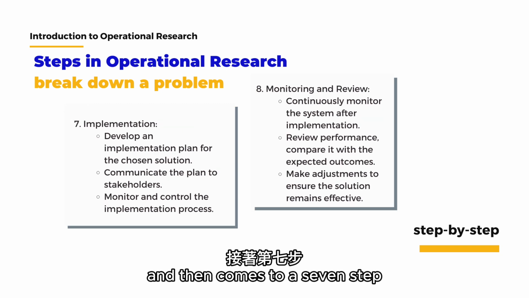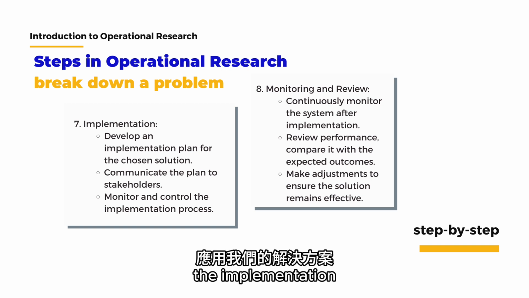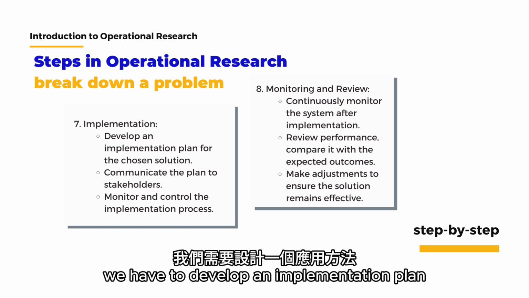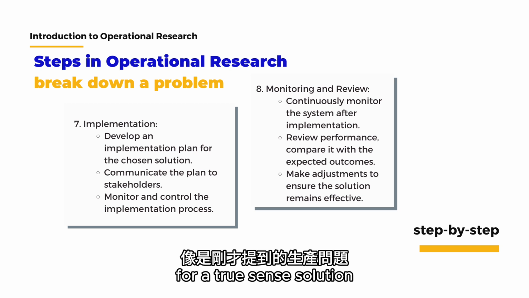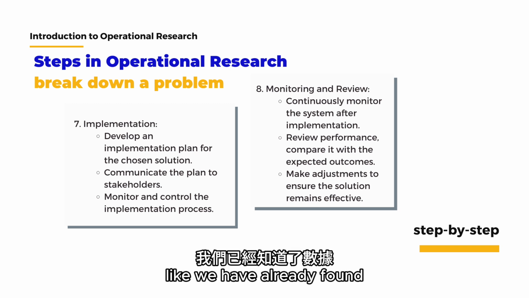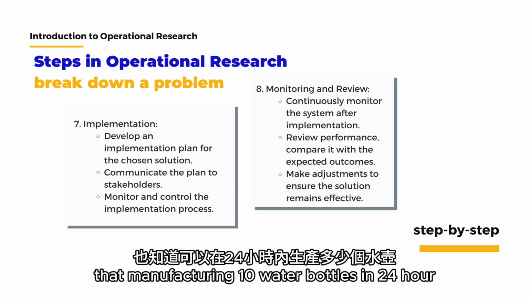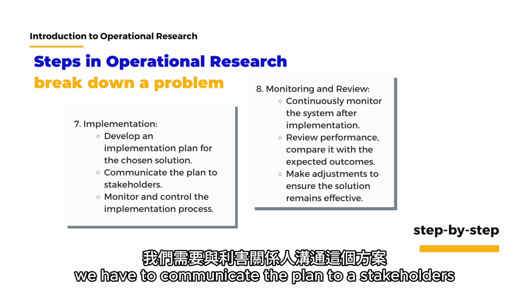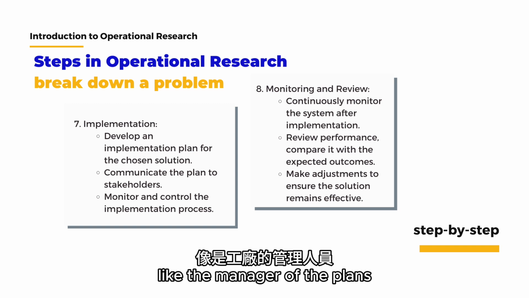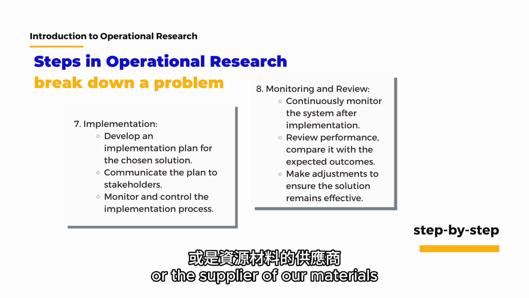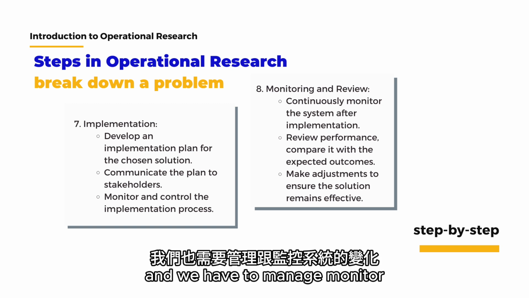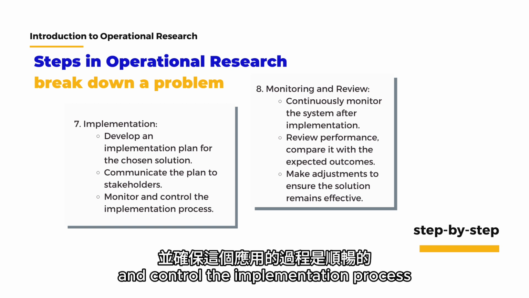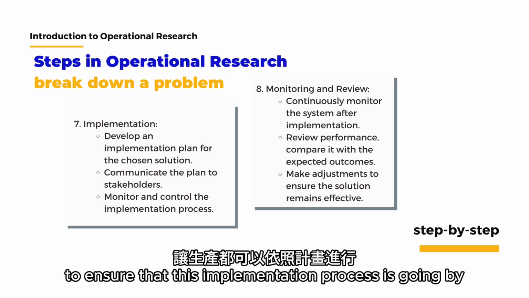And then comes the seventh step, the implementation. We have to develop an implementation plan for the chosen solution. Like we have already found that manufacturing 10 water bottles in 24 hours is feasible, and we can do so. We have to communicate the plan to the stakeholders, like the manager of the plant or the supplier of our materials. And we have to monitor and control the implementation process to ensure that it is going by our plan.